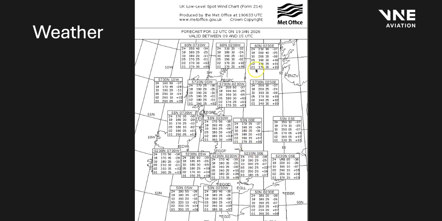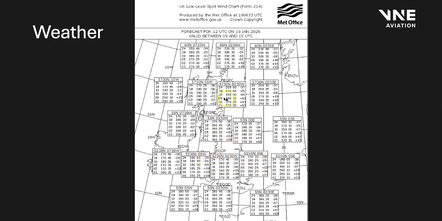And the final form we're going to look at on the Met Office website is the form 214. And this gives us our wind. So we were expecting a southerly wind when we looked at that synoptic chart a few moments ago, and if we look at this, this confirms that for us.